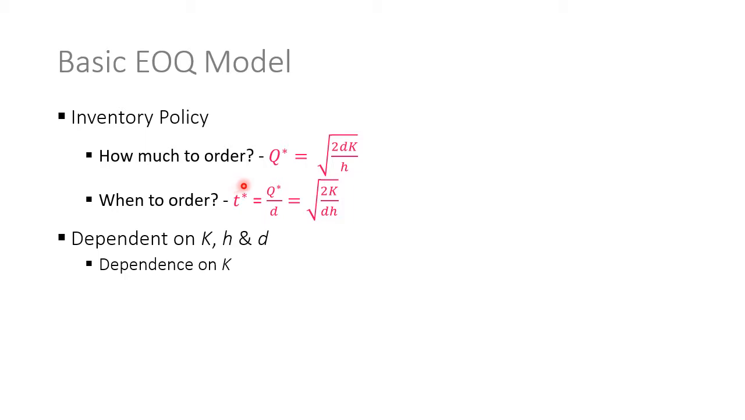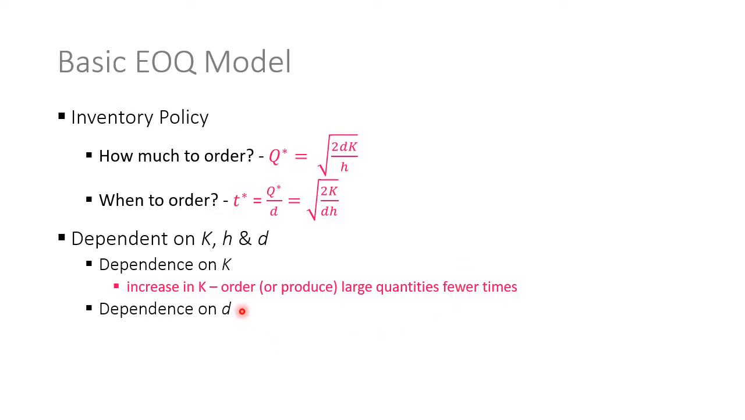T star represents the length of interval between two subsequent orders or setups. So if K increases, that means the time interval between the two subsequent orders or two subsequent setups increases, resulting in fewer orders or fewer setups. So in short, increase in K signifies order large quantity or produce large quantities fewer times. Similarly, decrease in K would imply vice versa.